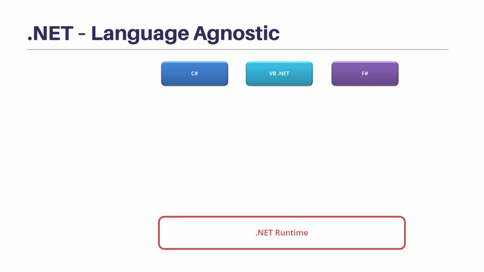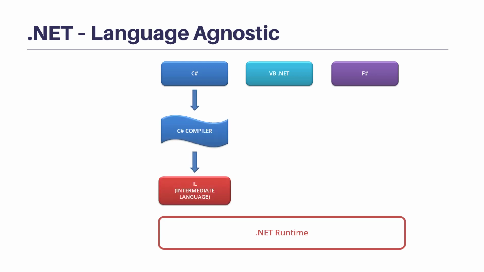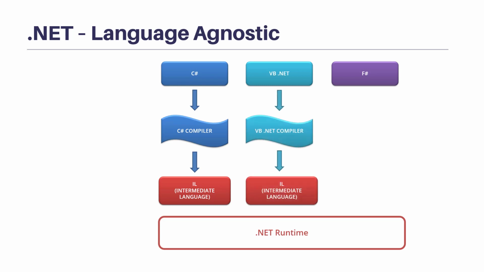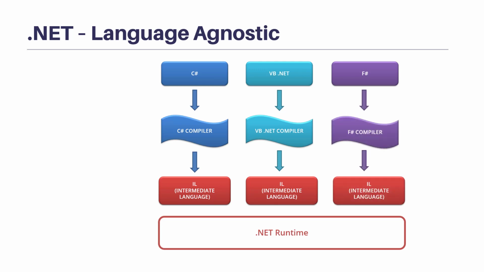The answer to this question is compilers compile the code that is written in respective programming language into intermediate language. For example, if we write the code in C#, C# compiler will take that C# code and it will compile that code into intermediate language code. Similarly, there are compilers for VB.NET and F# and all the other languages which are supported on .NET platform. And that's how multiple languages are supported by .NET.